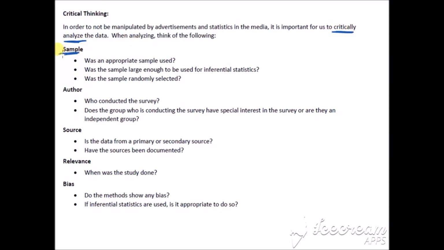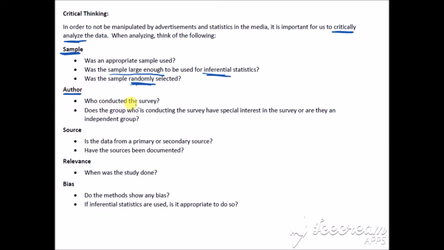Okay, so first of all, based on sample, was an appropriate sample used? So was it too small or was it big enough? Okay, and is it representative of the entire population? Okay, was the sample large enough to be used to infer, right, to make guesses about everybody? And was the sample randomly selected? Okay, was it random or was it not random?